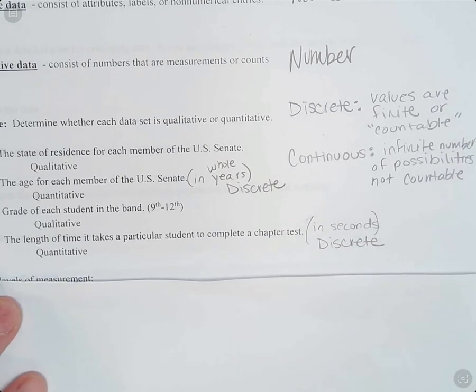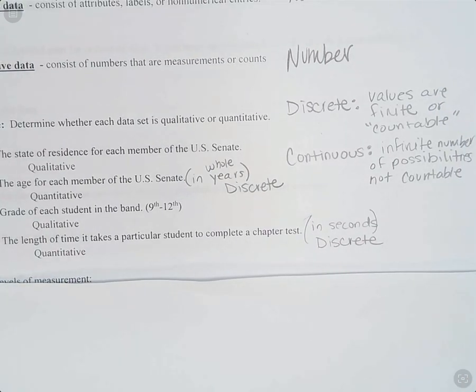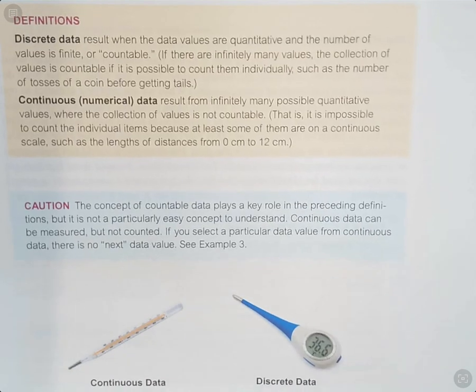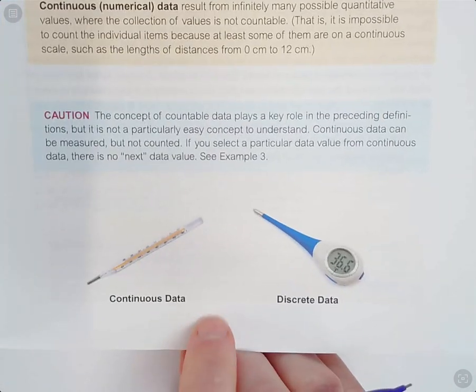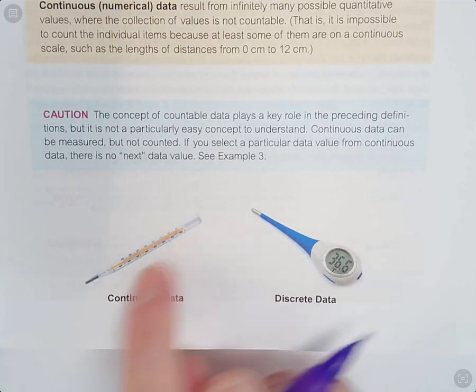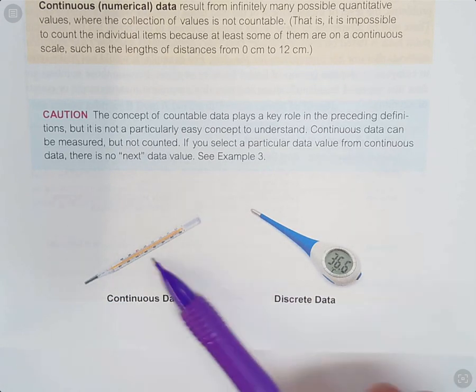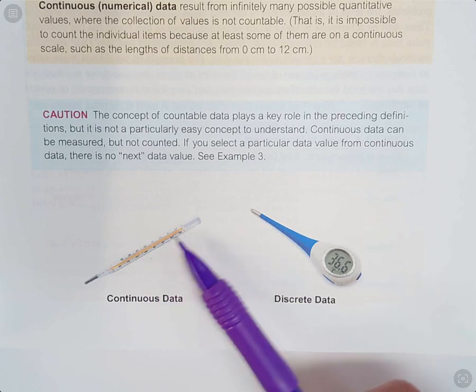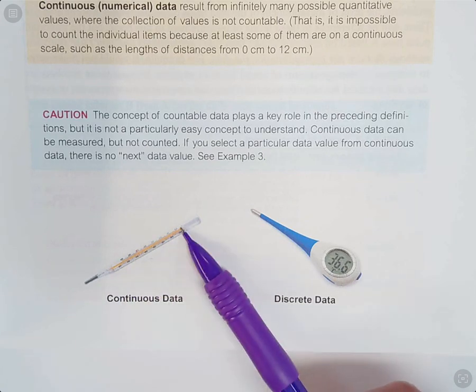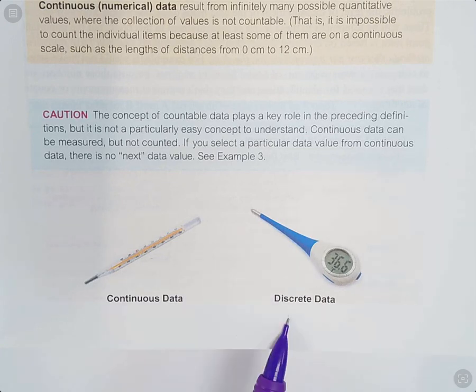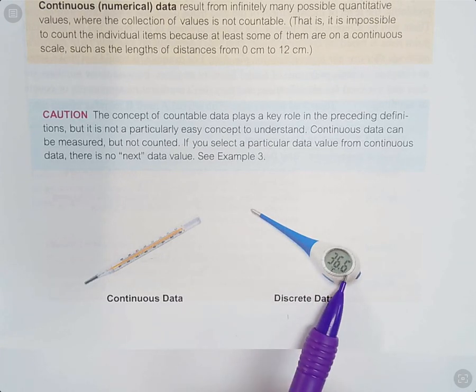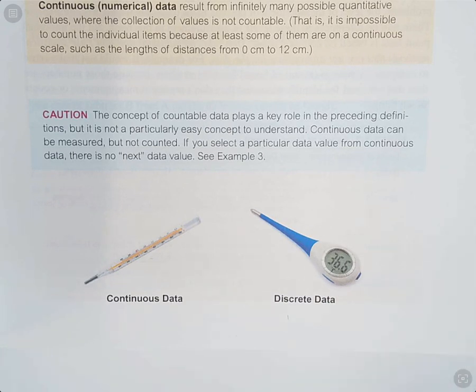There's a really good example in the textbook. I'll show you that real quick. If we talk about different types of thermometers, have y'all ever seen one of these thermometers, the mercury thermometer? Because it's continuously going up, that would be continuous data, but discrete is only going to give you one decimal place. But this gives you everything in between.